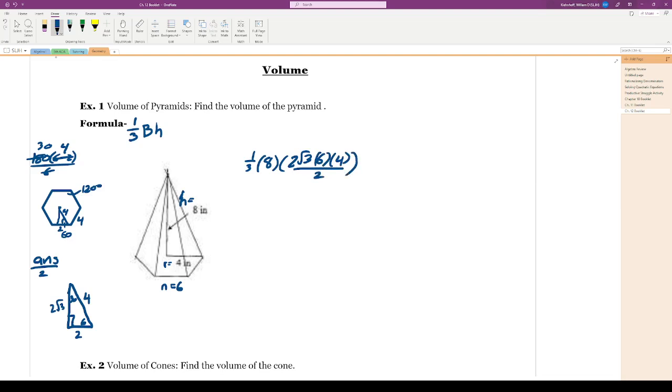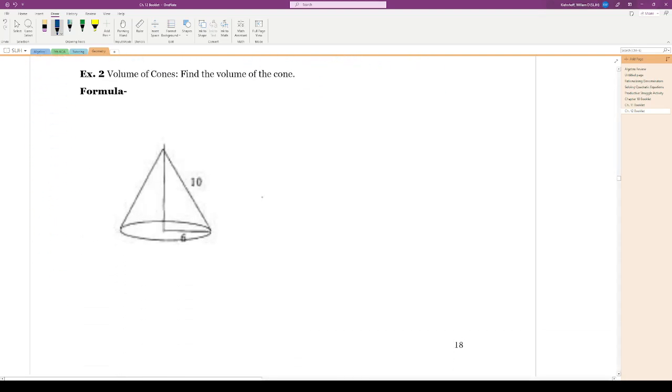All right, what can we simplify? So we have 2 over 2. Let's knock that out. We have 1/3 and 6. That simplifies to 2. So I'm left with 8 times 4 times 2. That's 64 square root of 3. So 64 root 3, and I'm doing volume now. So this is going to be in cubic inches. And that's going to be my exact answer. We could also do a decimal approximation, but we'll just move forward so we can finish up the notes.